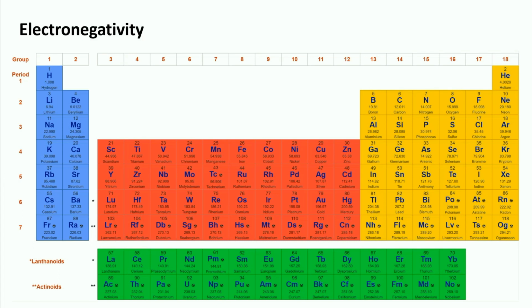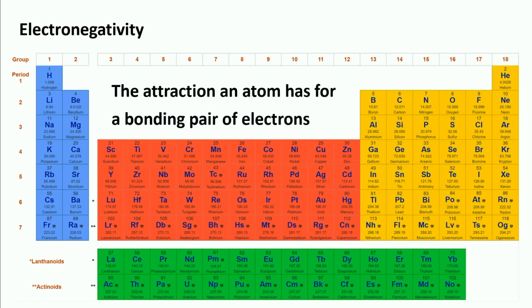Okay, next one up is electronegativity. Now, the thing about electronegativity is that it tends to follow the ionization energy. Actually, we should say what that is. This is the attraction that an atom has for a bonding pair of electrons. When you get into bonding, you'll realize that a chemical bond is 2 electrons. So the attraction that an atom has for those electrons is referred to as the electronegativity.